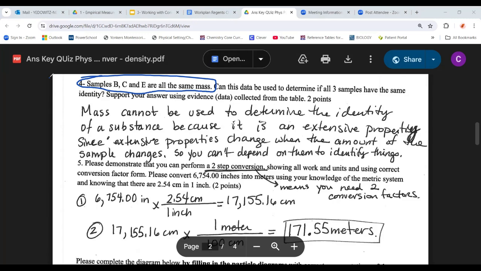Okay, that's not the question, obviously. My least favorite thing that a student will do is they will repeat something that was stated in the question and think that was the answer. So if you were to write as your answer to this question, well, substance B, C, and E all have the same mass. Yeah, I know. I told you that in the question, right?